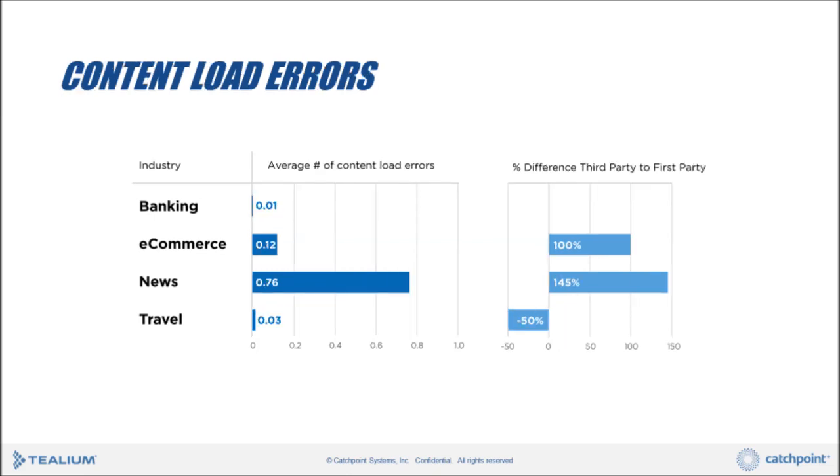Content load errors are the total number of elements on the page that the test was unable to load or that experienced errors in loading. As shown by the data, third parties are more prone to failure than first-party page elements, the exception being on travel sites, which saw 50% more first-party errors than third-party errors. This is because there are many more variables that could lead to a third-party failure, many of which Jay mentioned earlier.